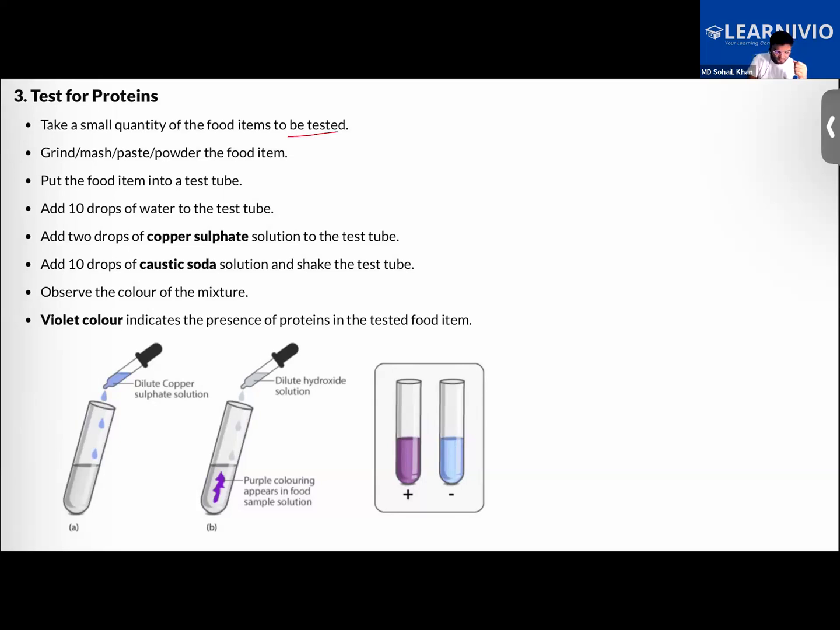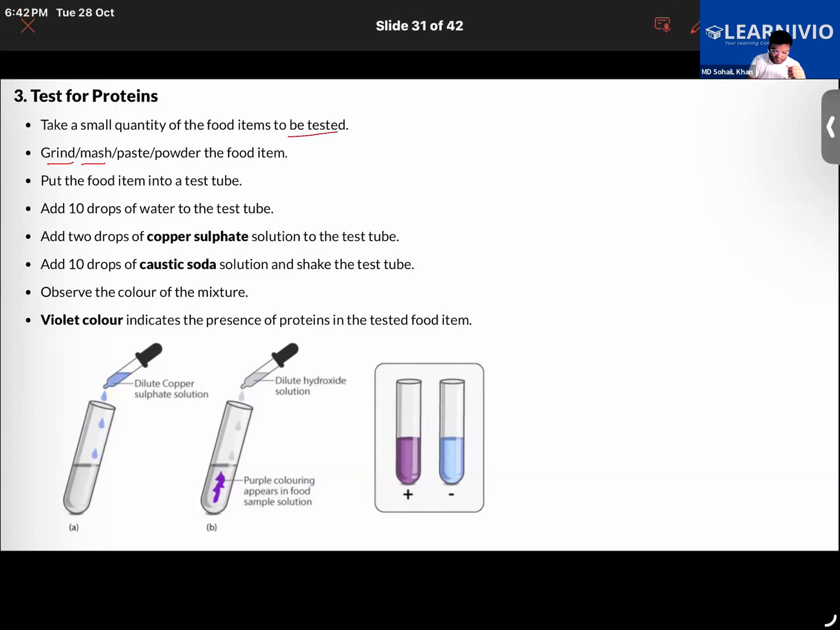Then we will grind it, like mash it, make a paste of it, or make a powder of the food item, whatever food item we have taken. Suppose here we have taken dal. Dal contains protein in it. So what we will do, we will make a powder of it. Then we will put that food item into the test tube.